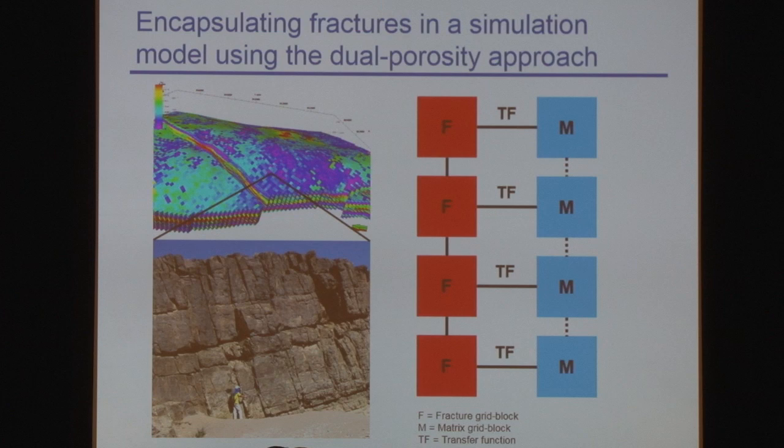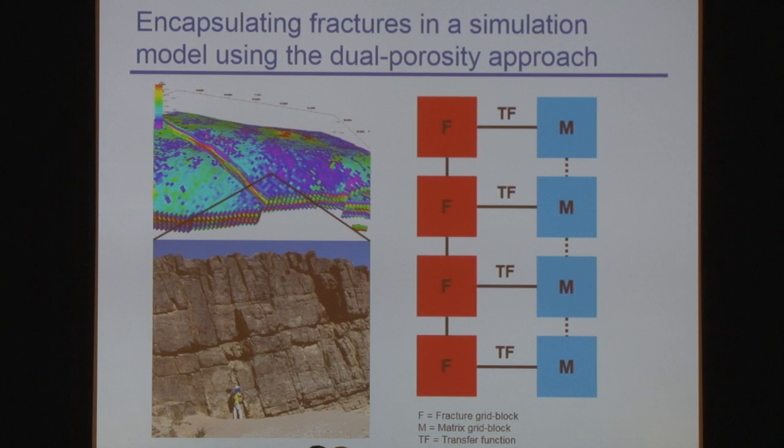And then in the reservoir simulation model, we have a fracture grid here, and these fracture grids are connected. And this is the flowing domain. And then we have a matrix grid. It can be a stagnant domain, but the matrix can also be flowing. You have connections between individual matrix grid blocks. You have a transfer function that tells us how fast the two different domains communicate.